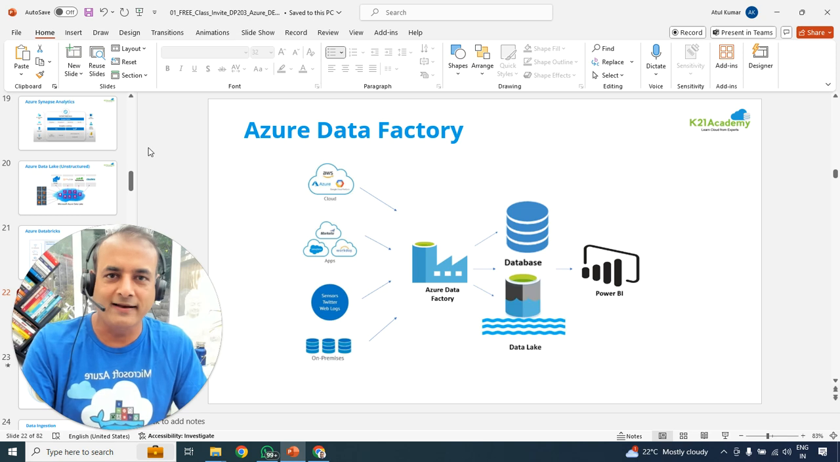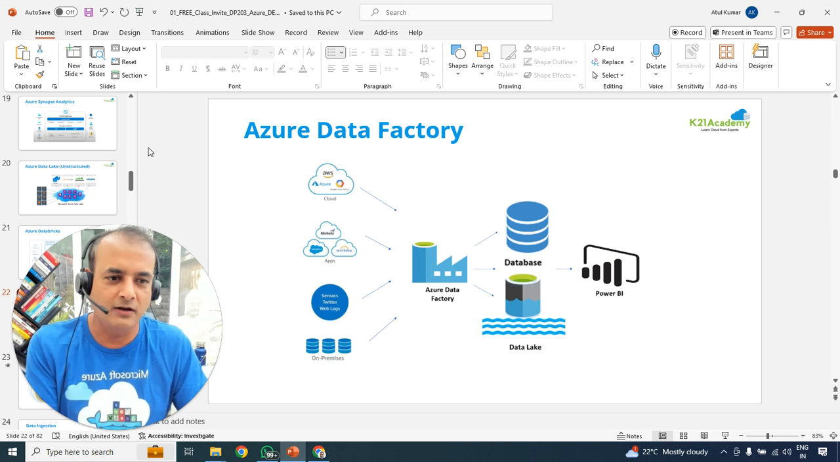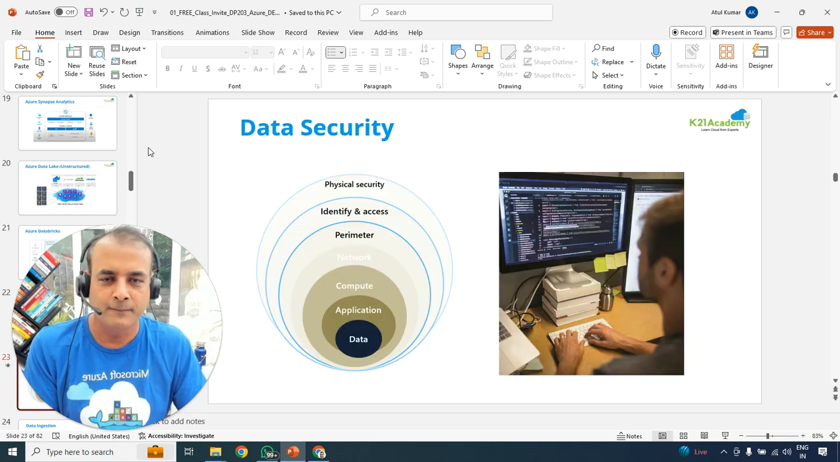Then probably data analysts will be using that for reporting with tools like Power BI and so on. If you're a security consultant, or even if you're not, you should be concerned about security.